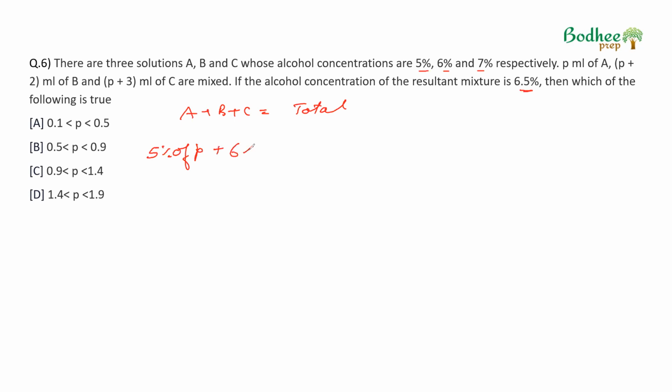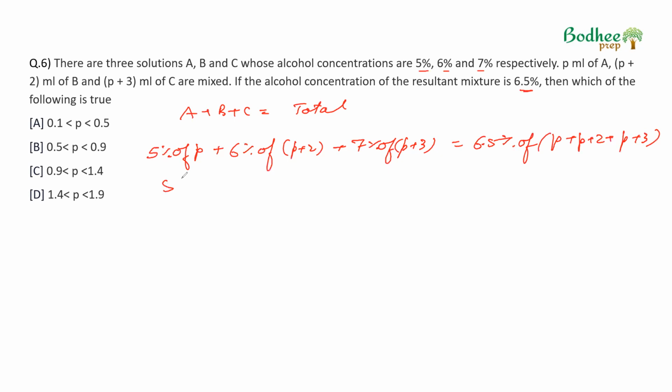B has 6% of P plus 2. This is B. C has 7% of P plus 3. And when we look at the total mixture after combining, it has 6.5% of the total volume, which is P plus P plus 2 plus P plus 3. Divide percentage, remove it off. So we get 5P plus 6P plus 12, simply multiplying the numbers, plus 7P plus 21 is equal to 6.5 into 3P plus 5.